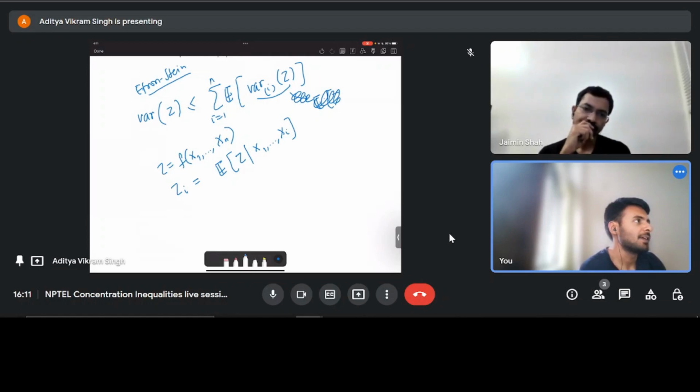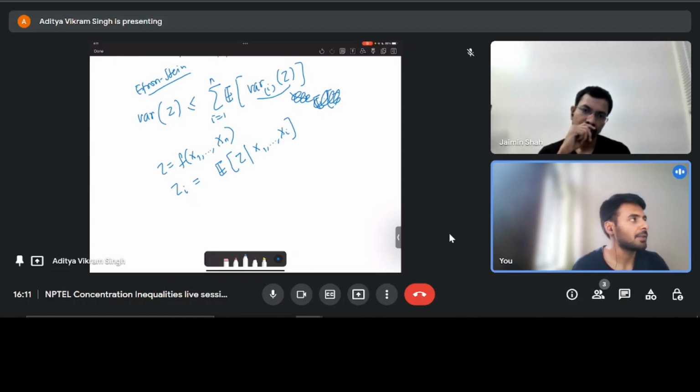So this is one of those things where if you want to compute a variance, and it's a function of any independent random variables, then fix all of them and see the variance with respect to one of them, right? And then sum all of it. So that is what Efron-Stein gives you. It gives you that thing formally.